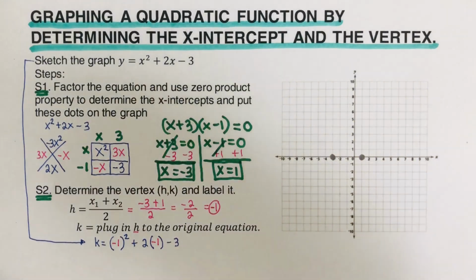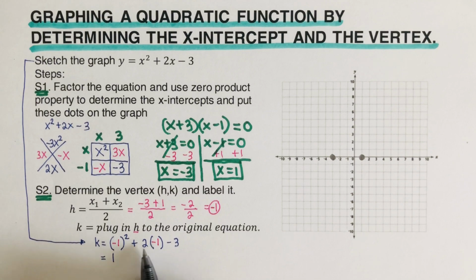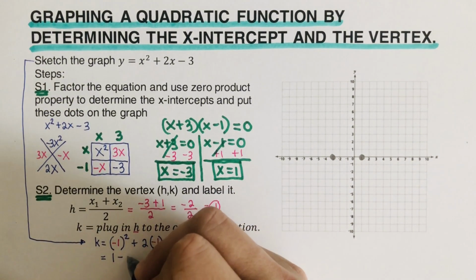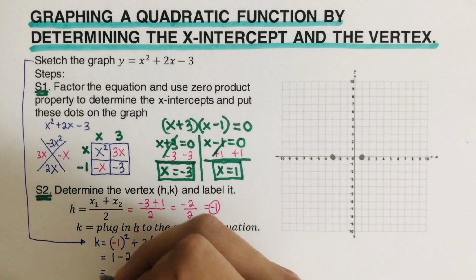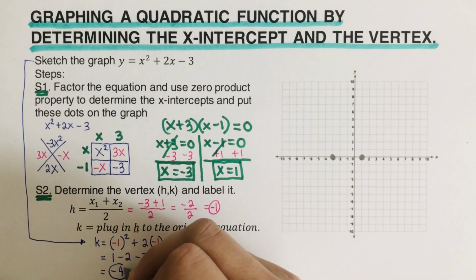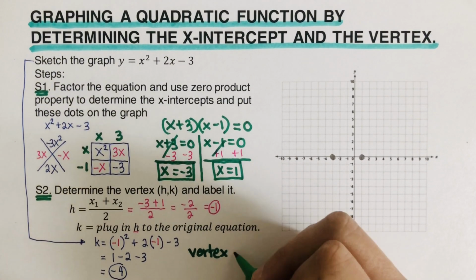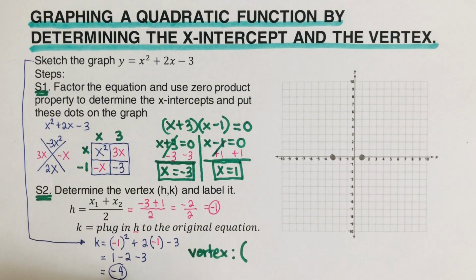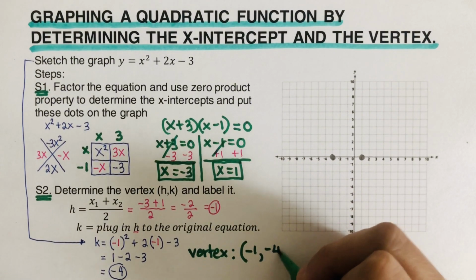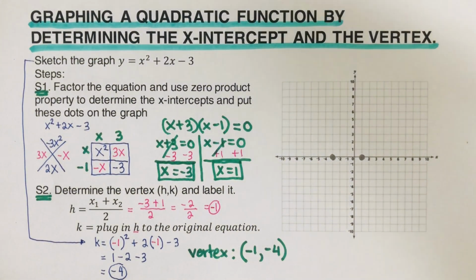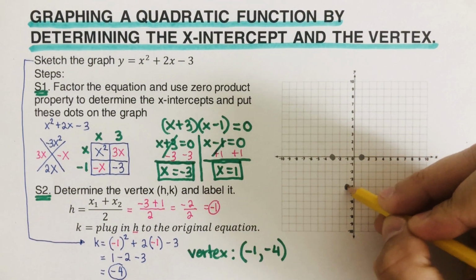So then we go ahead and do the math here. Negative 1 times negative 1 is a positive 1. Positive 2 times negative 1 is a negative 2. And we have a negative 3. So then our k is a negative 4. Okay, so this is our k. This means that our vertex is (h, k), so the h is negative 1 and the k is negative 4. So let's look for this on the graph. Negative 1 and negative 4. This is the vertex.